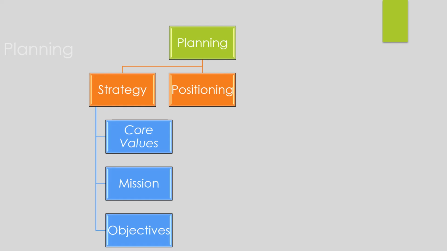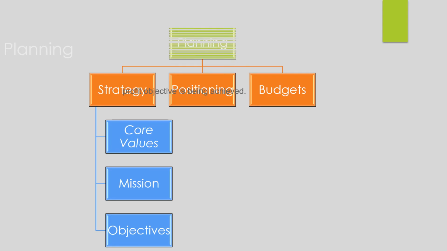Then we move on to the mission. A mission statement provides a snapshot of the organization. It describes the organization's purpose and its overall intention. Finally, the objectives. Business objectives are things which a business organization wants to achieve or accomplish over a specific period of time.